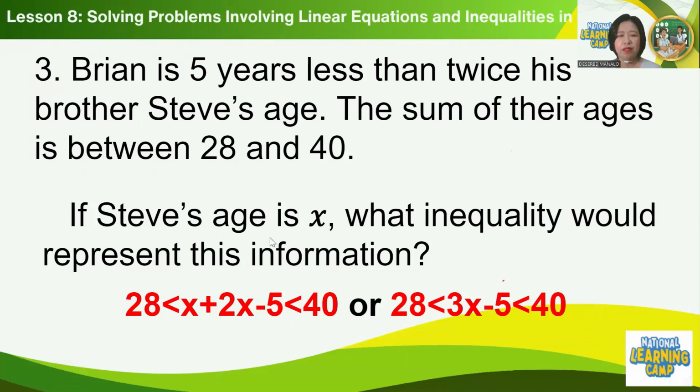Okay, so Steve's age is x. And then it is said Brian is 5 years less than twice his brother Steve. So x and then 2x minus 5. 2x for the word twice, then less than, minus 5. And then it's between 28 and 40. Or you can simplify x plus 2x, so we have 3x and then minus 5, and then it's between 28 and 40. I hope you get all the correct answers.